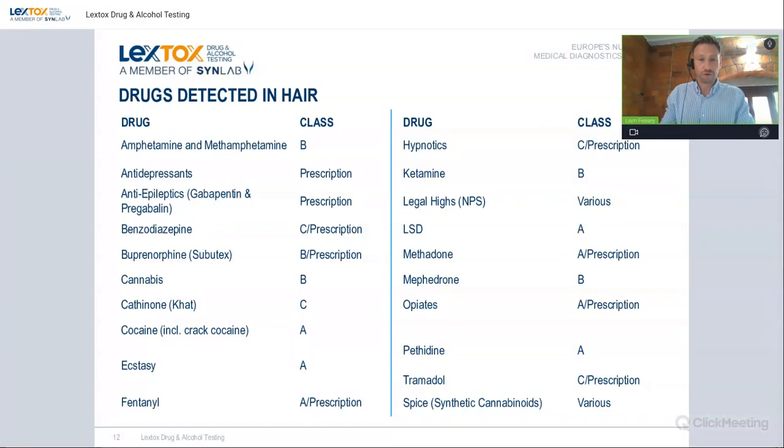With the opiates drug group, we can tell the difference between illegal heroin use, and we look for a marker specifically for heroin use, which is 6-acetylmorphine. But we can also tell the difference between heroin use and the legal forms, such as codeine and dihydrocodeine. So we automatically look for those within the opiates drug group.